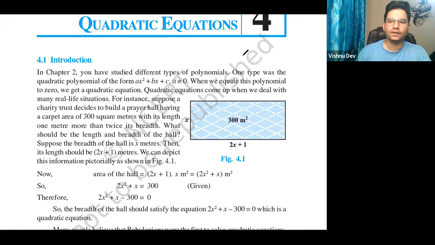Now, if I'm having this equation, I want to convert this into 0. How can we bring in 0? By transposition. 300 इधर transpose कर दोगे ना? Plus 300 will become minus 300. Exactly, then we will be left with 0. Got it?